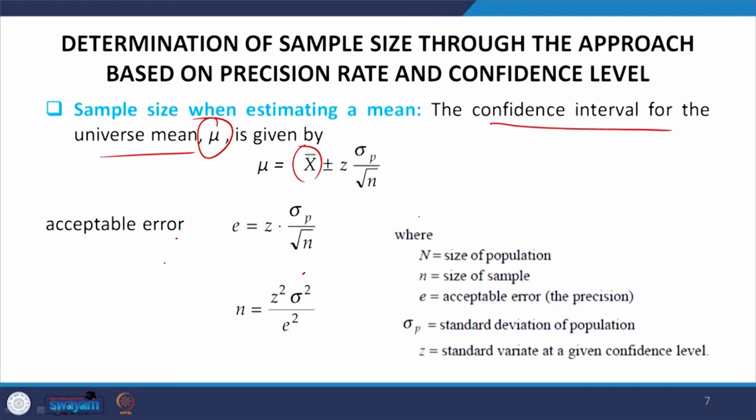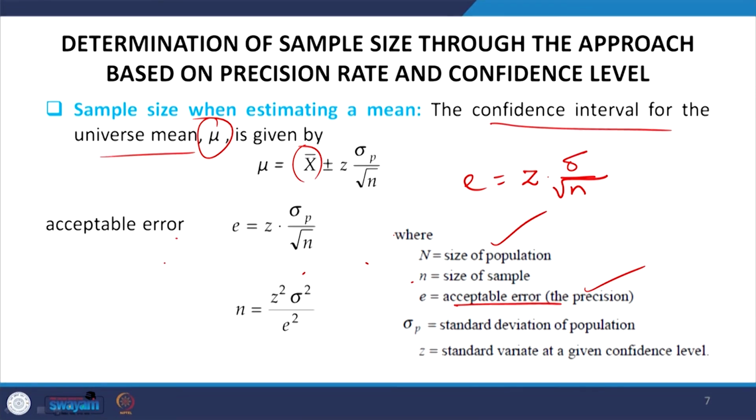Now this is correctly mentioned in this particular example. So how could we do it if we just adjust the equation? From here, E is equal to z times sigma upon square root of n, as given here. Capital N is the size of the population, small n is the size of the sample, and E is the acceptable error, which is also called precision, okay. Capital N is the population size, but the population size is not given, as I already mentioned. If it is not known, this is the formula.